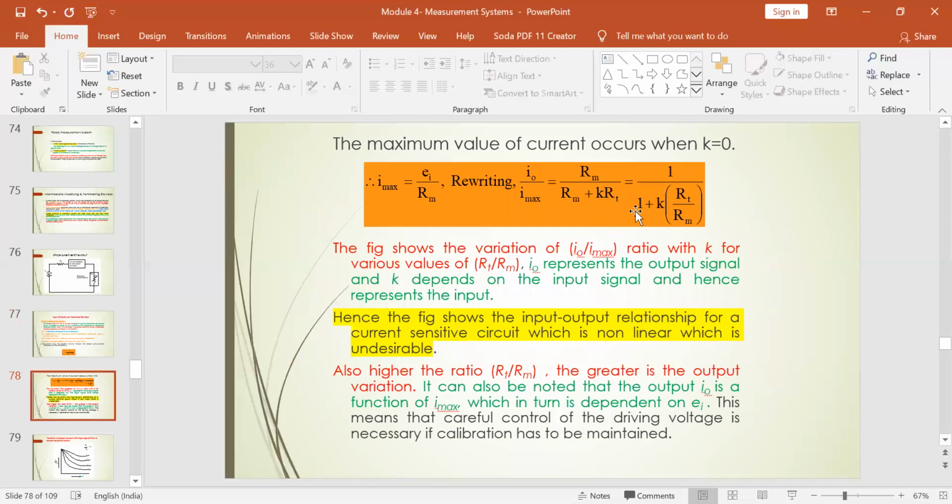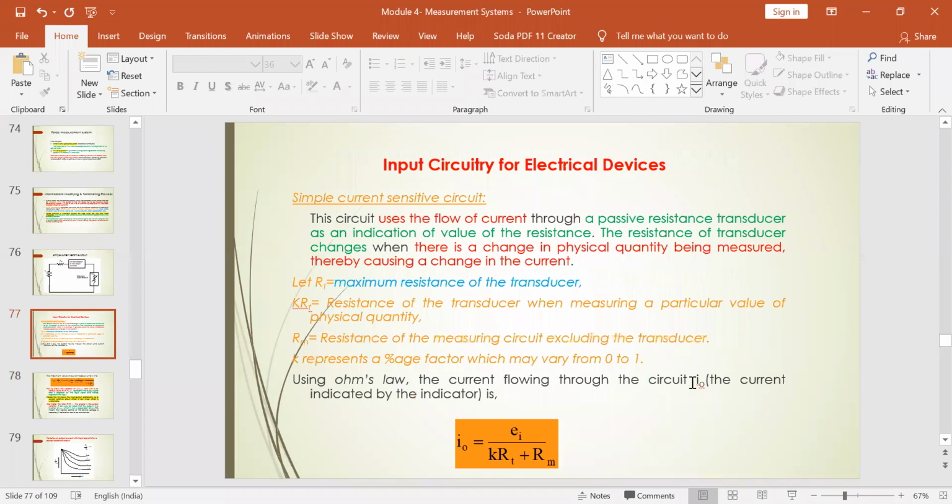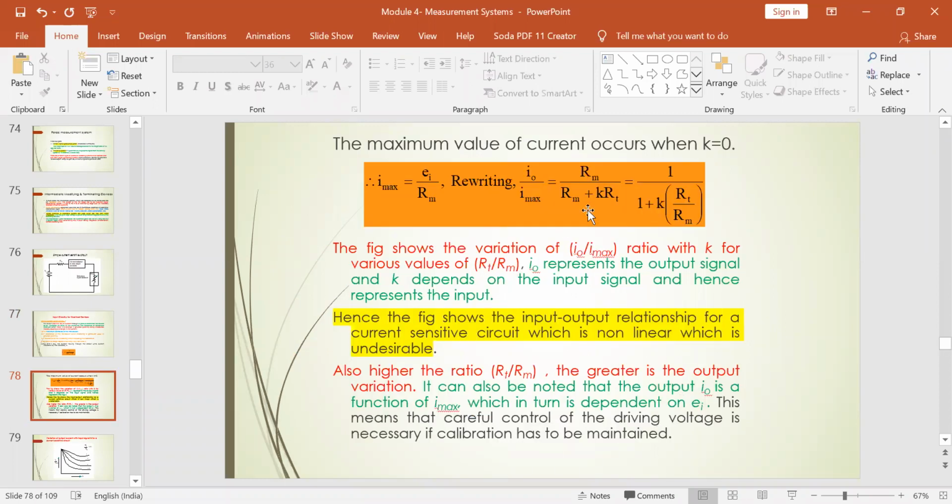Then the equation you can rewrite as input current upon the resistance of the passive element, the passive resistance we are using. So you can rewrite I naught by I max is equal to R suffix M. If you fine tune it with the calculation, you'll come to this finally. So this will be Rm upon Rm plus K into R suffix T.